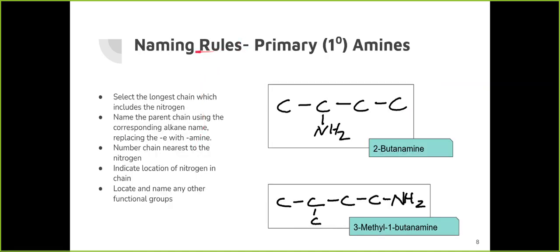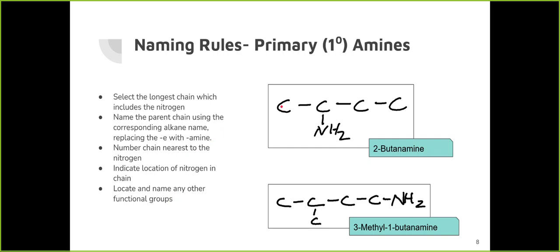So how do you name amines? We're going to look at primary amines first. So you select the longest chain that includes the nitrogen, just like we've done with our other things. You're going to name the parent chain using the corresponding alkane name, but then you're going to replace the E at the end with amine. Then you're going to number the chain nearest to the nitrogen, indicate the location of the nitrogen in the chain, locate and name any other functional groups.